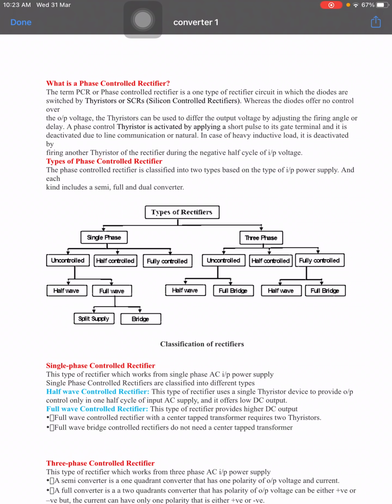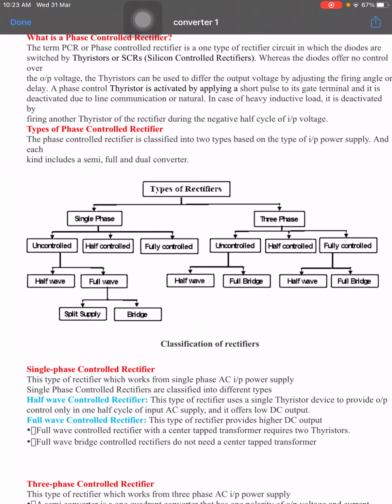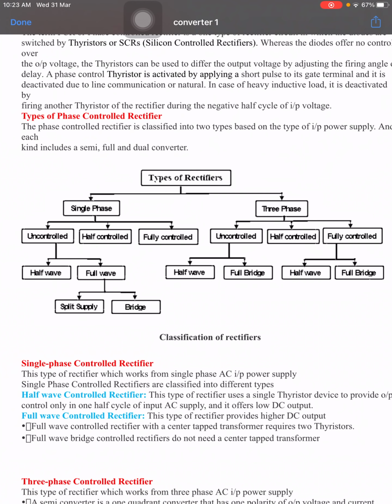The phase control rectifiers are classified by input supply, and they include semi, full and dual converters. This diagram represents the types of rectifiers. The rectifiers are divided into two types: one is the single phase rectifier and the second is the three phase rectifier, based on the supply. And again the single phase rectifier is divided into three types.